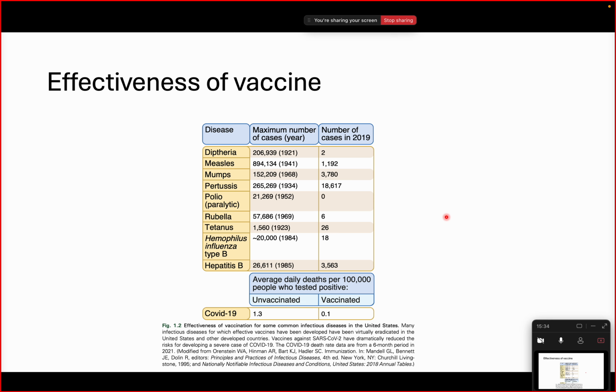So vaccination does help. Vaccination helps us prevent a disease. Vaccination helps our body adapt so that in the future, if that particular disease is trying to affect us, it won't be able to affect us that badly, right? So basically, we have trained our own body.